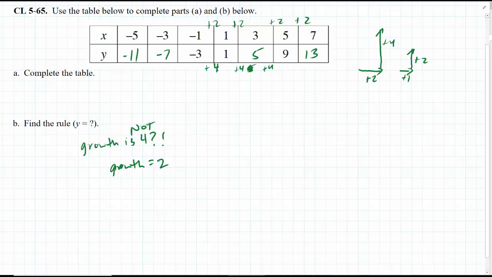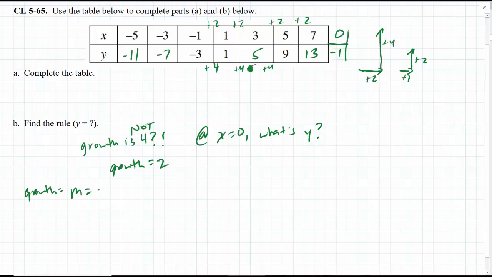Okay, so if the growth is 2, okay, we need to figure out, okay, what's the starting value at x equals 0? What's y? Okay, well, at x is 0, that's in between -1 and 1. In other words, if we increase the input by 1 here, we need to increase the output by 2. So the output, if we had an input of 0, okay, we would add 2, so we'll have -1.